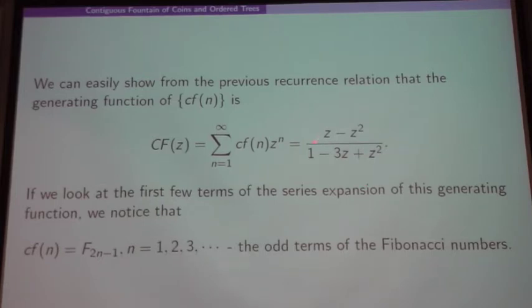And also, if you look at the first few entries of this rational function, you look at the series expansion, you notice that these terms are every other Fibonacci numbers, where I use the initial condition of f0 equals 0 and f1 equals 1. You will immediately get those things. So that means the contiguous fountains of coins are enumerated by odd terms of Fibonacci numbers, or every other Fibonacci number. Okay?